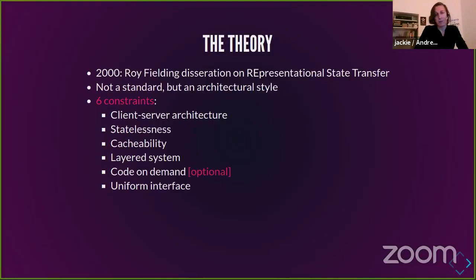And it should have cacheability. So it should be able to tell if a resource that is accessed can be cached and for how long. And it should be a layered system. A layered system just means that if I access the API, I don't know if I'm actually talking with the system which is responsible in the end for storing data. There could be many proxies in between. And that's important for scalability. And then there's an optional constraint, code on demand, which just means that the server should be able to provide code to the client to extend functionality. But this doesn't have to be the case.